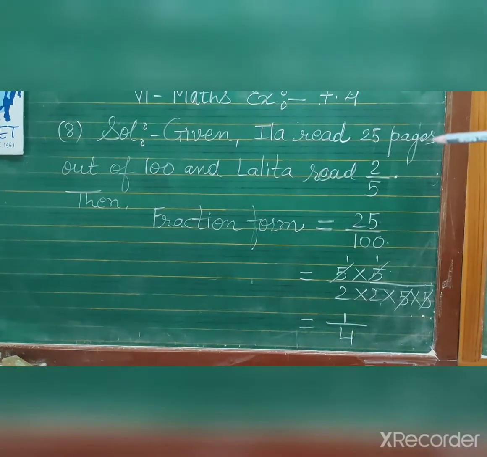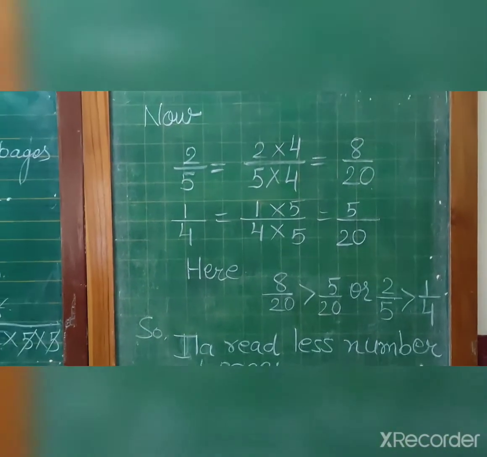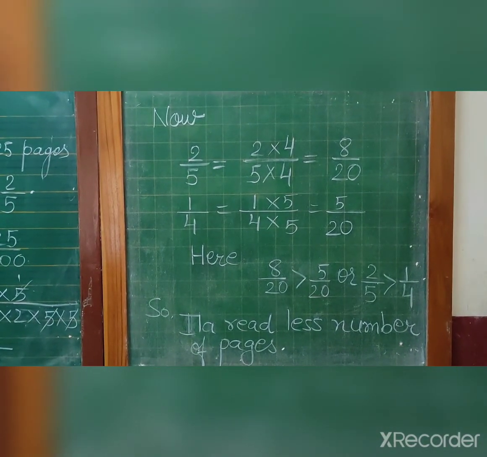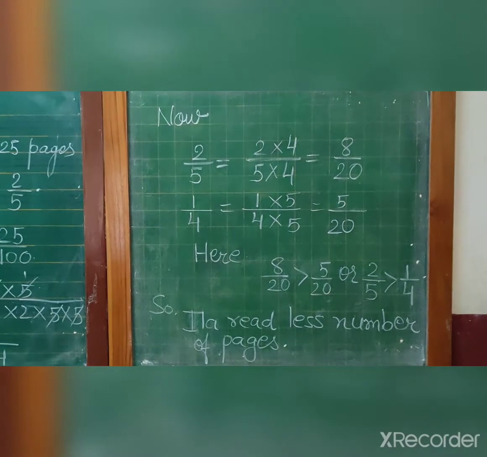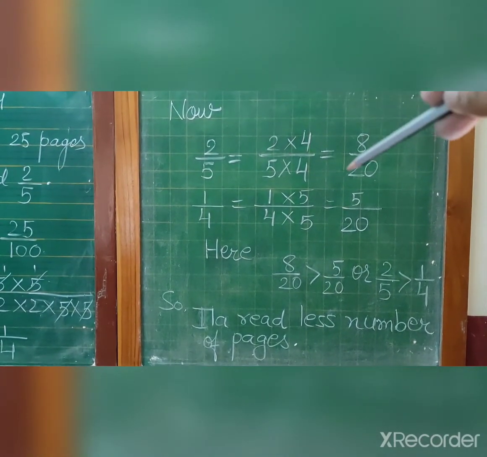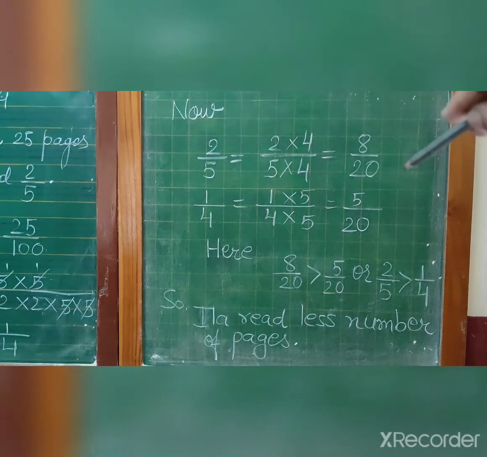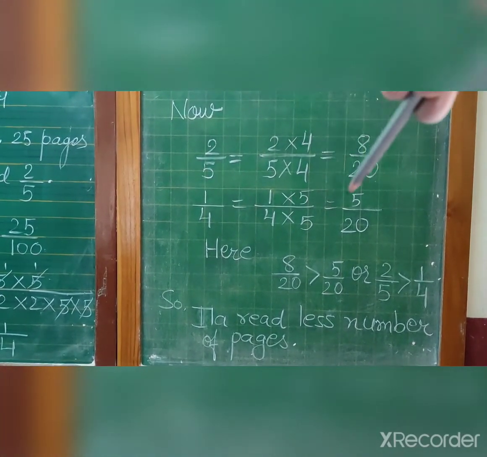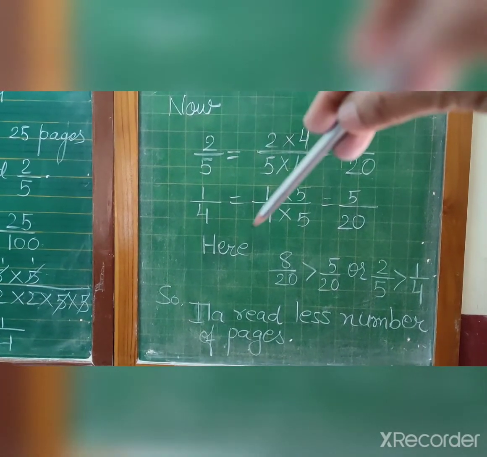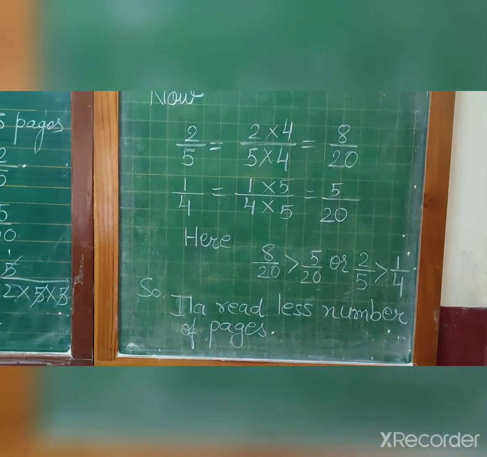Now we will change into like fractions. You can see the denominators are not the same. So 2 upon 5 we will write and multiply by the first fraction's denominator. The denominator of the first fraction is 4, so multiply by 4 and 4: 8 upon 20, and 1 upon 4 becomes 5 upon 20. So you can see here 8 upon 20 is greater than 5 upon 20. So 5 upon 20, that means 1 by 4th fraction was read by Ela. So Ela read less number of pages.